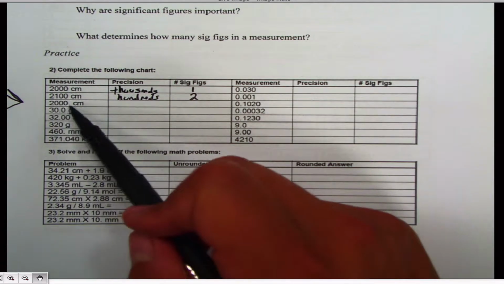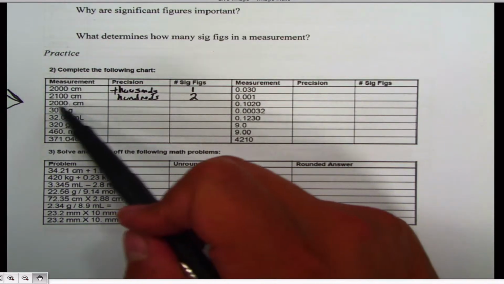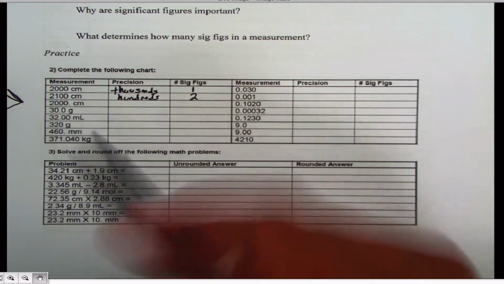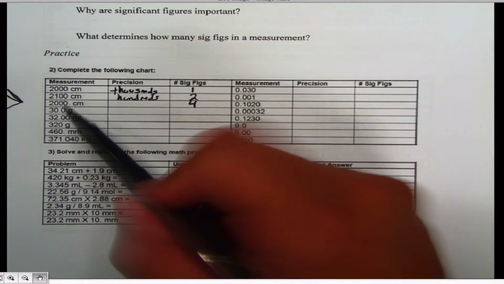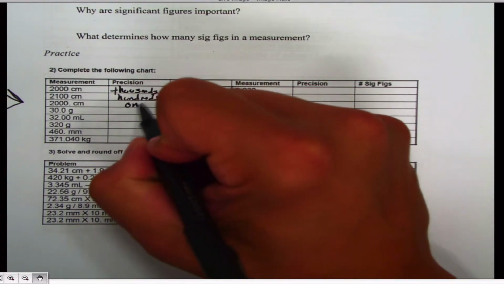Now we have 2,000 with a decimal. Remember, end zeros count. They don't have to be to the right of it, but they have to be at the end. So all these zeros count because they're all end zeros. So we have 1, 2, 3, 4. We have 4 significant figures. And where's that last significant figure measuring? Well, it's measuring to the ones. It's in the ones place.